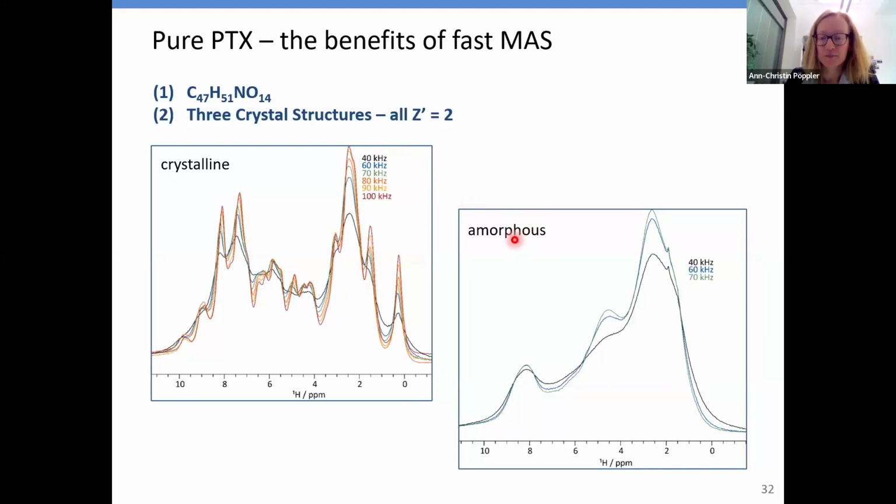On the other hand, you see here the amorphous sample. So this is only the drug itself being amorphous. And you can see here that between 60 and 70 kilohertz, there's already barely an increase in the resolution. There are, of course, other benefits from fast MAS, but in the resolution there's no increase, meaning that the intrinsic disorder of the sample prevents the resolution from increasing further because we have a distribution of similar but not identical environments. So fast MAS will probably be nice, but not the solution to all our problems.